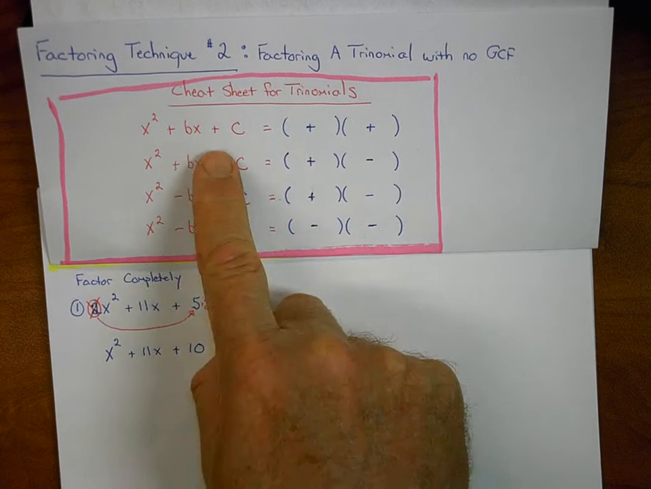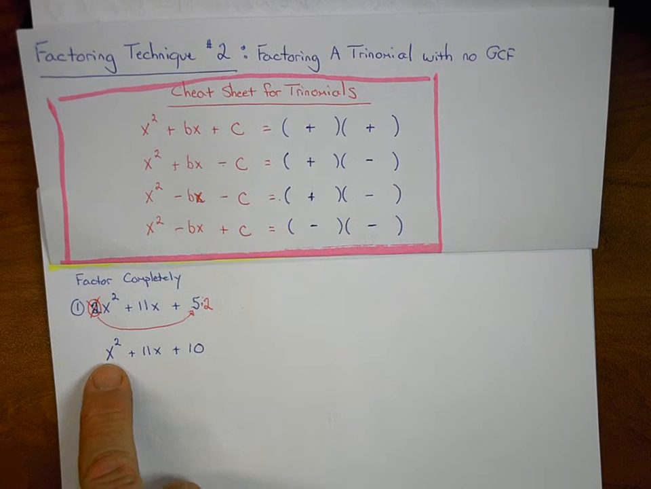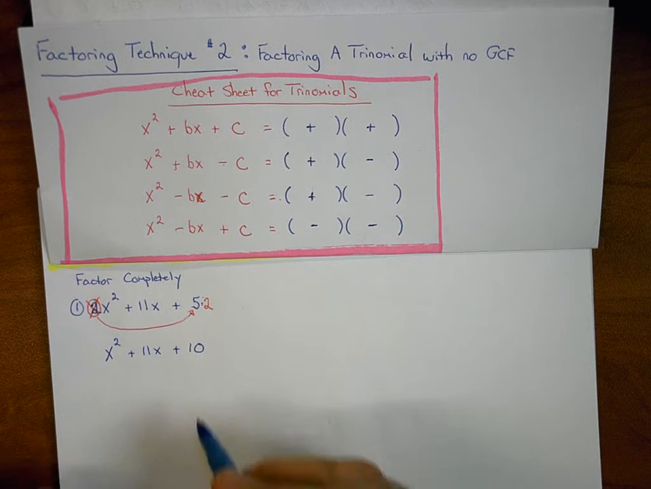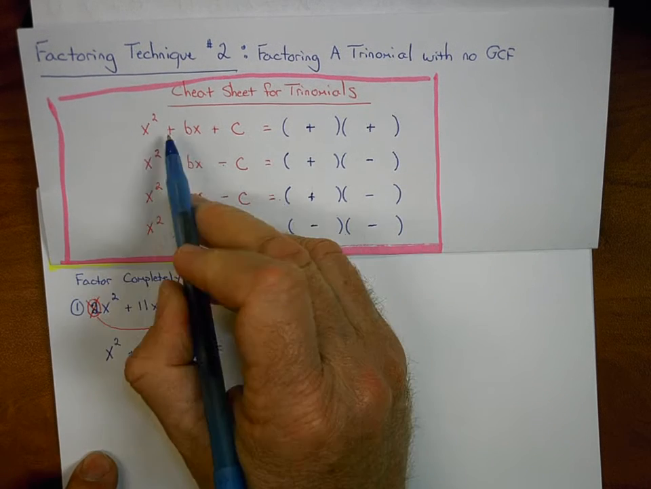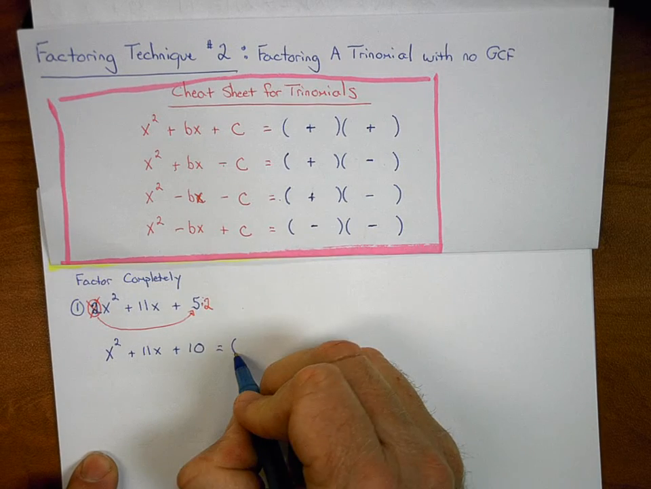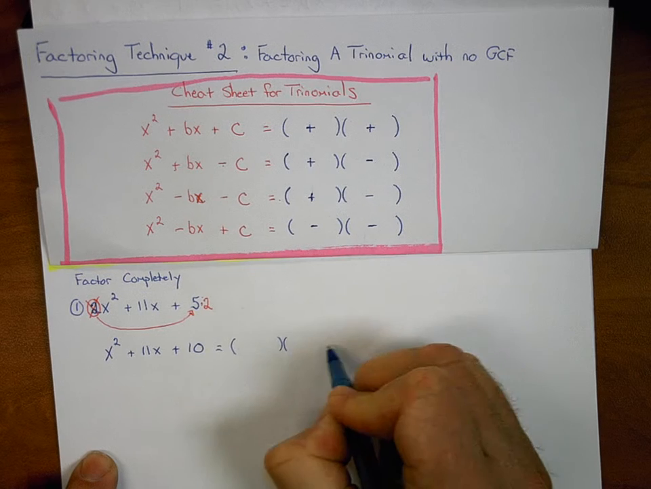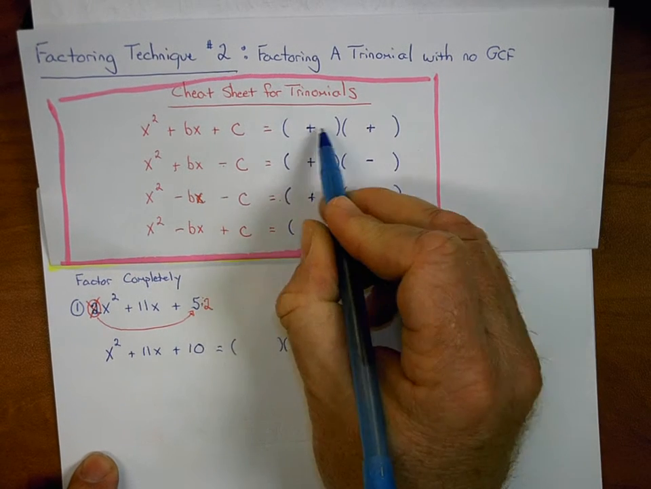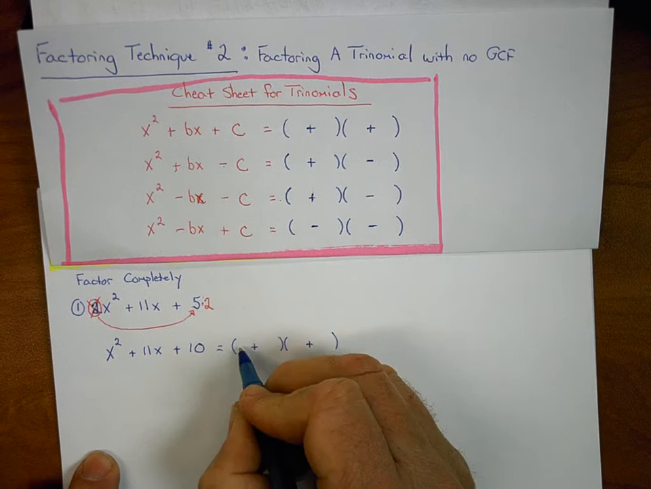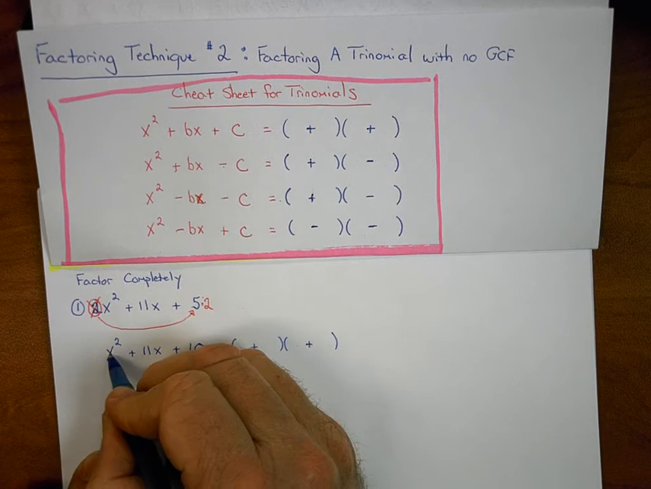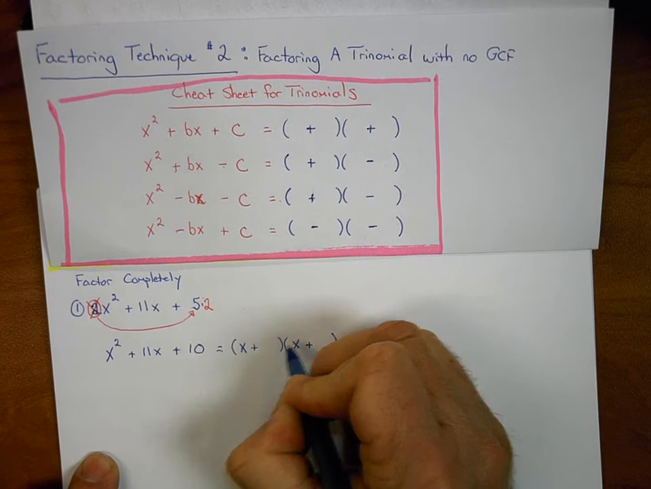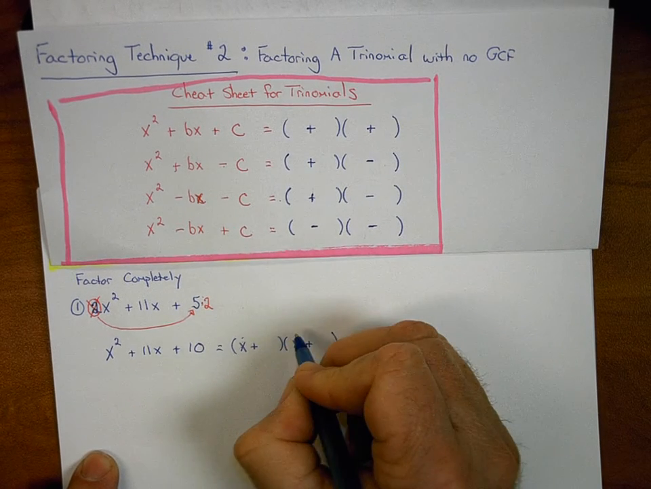Now can I use my cheat sheet? Yes, I can. I don't have a leading coefficient. This is a plus trinomial. So according to my cheat sheet, plus means I'm going to have 2 parentheses. Trinomials always factor into 2 parentheses, and we're going to have a plus and a plus in each parentheses. I know what goes in the first part of each parentheses because I have an x squared here, so I'm going to put an x and an x, because x times x is x squared.